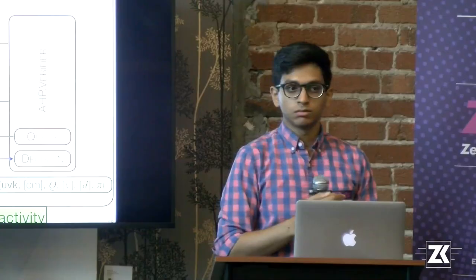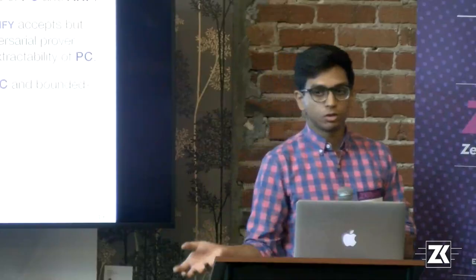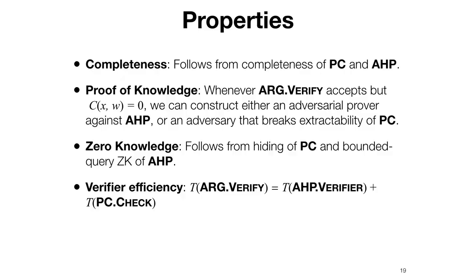Okay. The nice thing is that not only is the construction clean, but all of the properties that you want, like completeness, proof of knowledge, and zero knowledge, they all follow very cleanly from the corresponding properties of the two components, the AHP and the polynomial commitment. And you also get succinctness, if the AHP and the PC verifier are all succinct. And this is the case, for example, in Sonic, in Plonk, in Marlin, where both of these components are succinct.